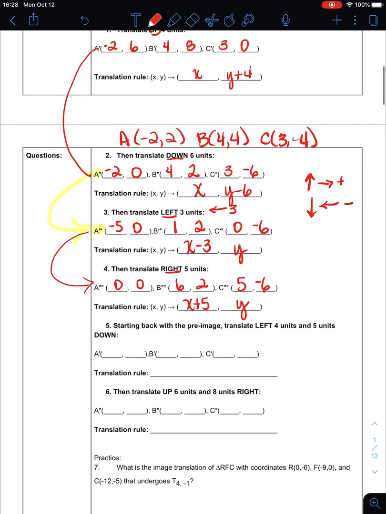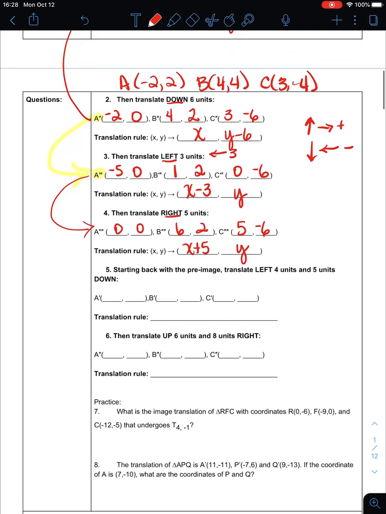Now, if we go back to our original image of (-2, 2), (4, 4), and (3, -4), we're going to go back to our original pre-image, and we're going to do both. So let's go ahead and write the rule. Our whole rule would be (x, y) becomes, it's to the left 4, so it would be x - 4. So I'm going to subtract 4 from my x values. And 5 down means I will subtract 5 from my y values.